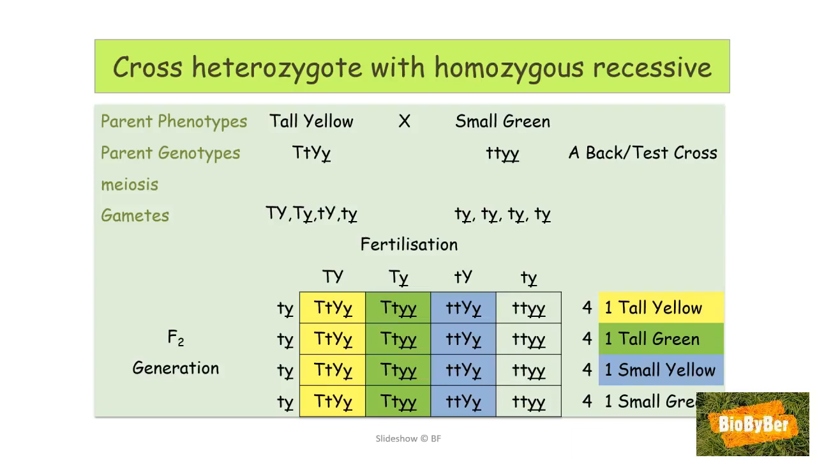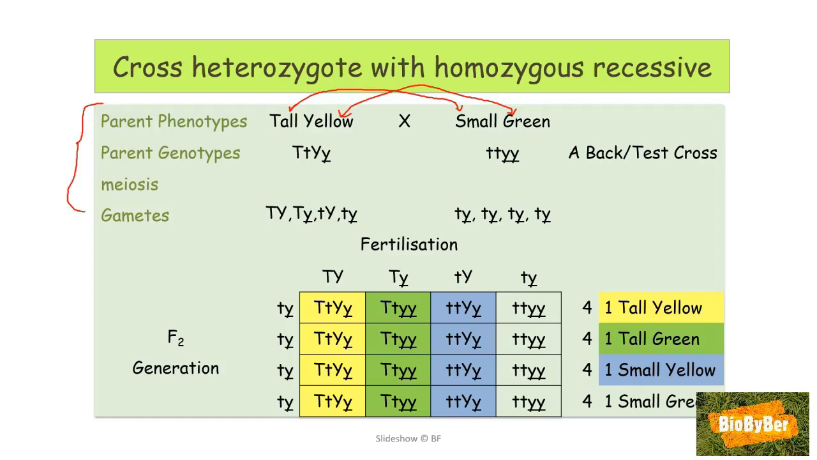Let's cross a heterozygous organism with a homozygous recessive one. This is a dihybrid cross because it involves 2 characteristics. The characteristic of height, the contrasting traits being tall and small, and the characteristic of pea colour, the contrasting traits being yellow and green. As with all dihybrid crosses and all genetic crosses, make sure that you write in the key words shown here in green.